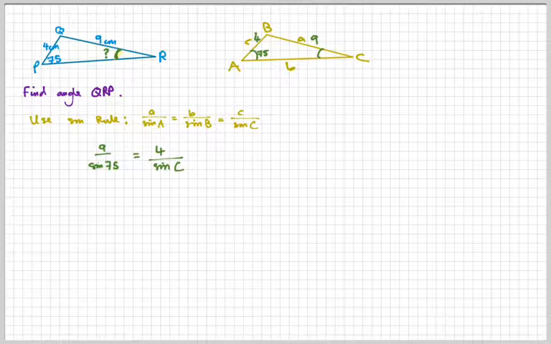We don't need to worry about b over sine B. We only need to use this part of the equation and this part of the equation. We can ignore the middle part because we don't have any information about these aspects of the triangle, and also we don't need any information about these aspects of the triangle. So now that we've set up this equation, we can rearrange it, make sine C the subject, and then find out what C is. So maybe you want to pause the video here and try and work it out.